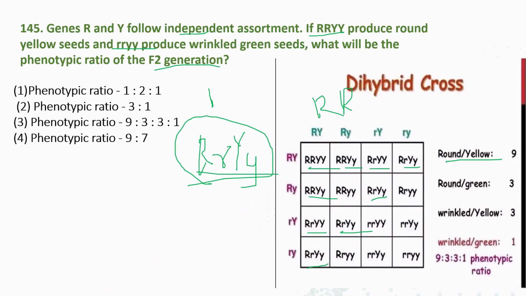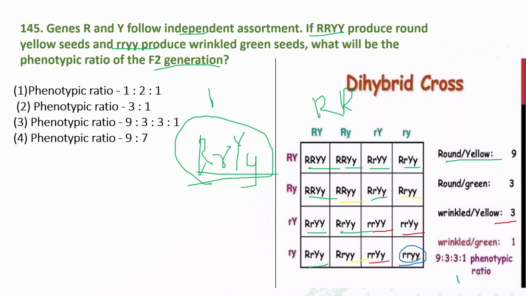And again round green seeds. Actually, if you see, this one is round green, this one is round green, and this one is round green. So a total of 3 round green seeds. And another thing, wrinkled yellow. Wrinkled yellow means here you can see that this one is wrinkled yellow, this one is wrinkled yellow, and this one is wrinkled yellow. Another 3 will be there. And last but not least, the wrinkled green will be present, only one is formed.